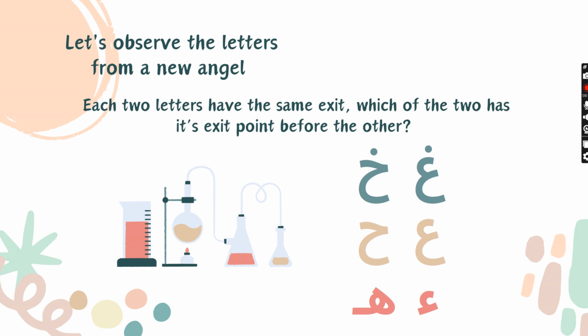What about the Ain and the Ha? The sound of the Ain is created by pressing lisan al-mizmar, the epiglottis, against the throat wall. What about the Ha? It exits from the same area, same Makhraj, but which one comes first?